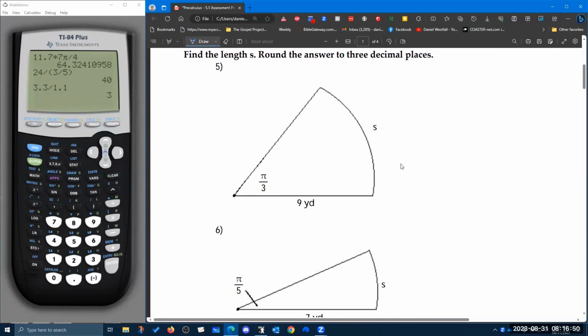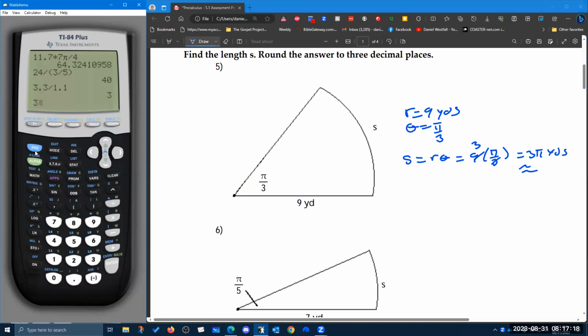We can do the same thing when they draw a picture for us like this. We identify that we have R is equal to 9 yards and theta is equal to pi over 3. So we're going to have S equal to R theta, and that's going to be exactly 9 times pi over 3, which is 3 pi yards, but we're going to approximate that to 1 decimal point of precision, and we're going to get 9.4 yards.